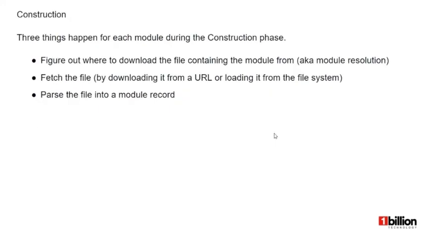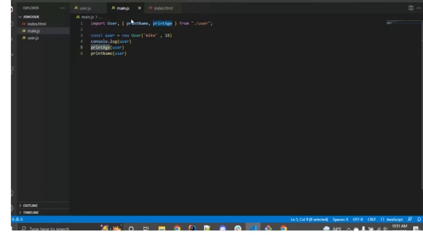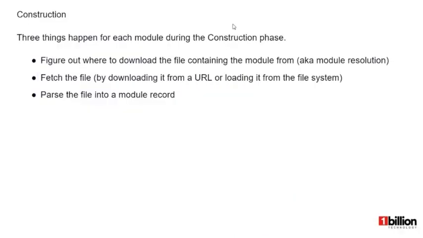So in construction, three things will happen majorly. Figure out where to download the file containing the modules, that is the module resolution. Fetch the file by downloading it from a URL or loading it from the file system, and parse the file into a module record. So it all happens in this line. In just this import line, it will check it and construct it the way we want.